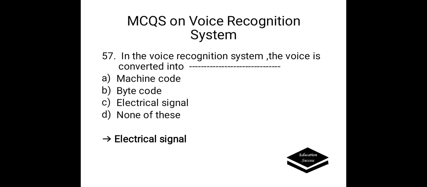In the voice recognition system, the voice is converted into, options are A. Machine code, B. Byte code, C. Electrical signal, D. None of these. Correct answer is electrical signal. In the voice recognition system, the voice is converted into electrical signal.